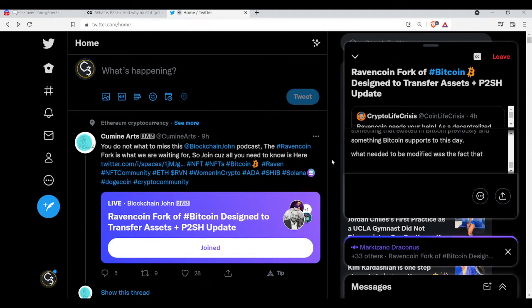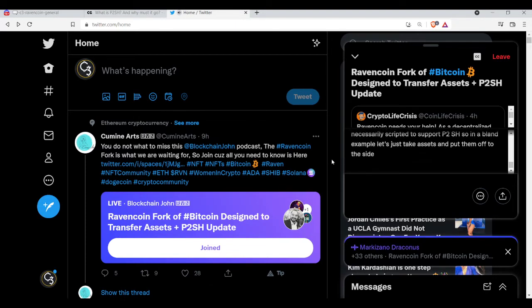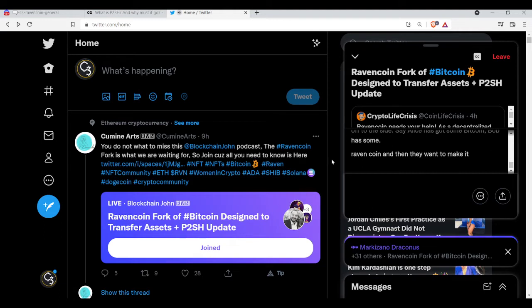So in a bland example, let's just take assets and put them off to the side. Say Alice has got some Bitcoin, Bob has some Ravencoin, and they want to make an exchange. They would basically lock each of their tokens up into a P2SH. I want to say similar to a smart contract, but we'll say something like a smart contract light, to help those that are coming from Ethereum understand how this works. And they basically exchange keys. They have transaction hashes that represent the proof that they locked their coins away in their respective blockchains.